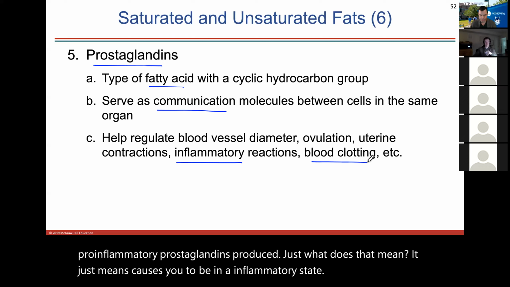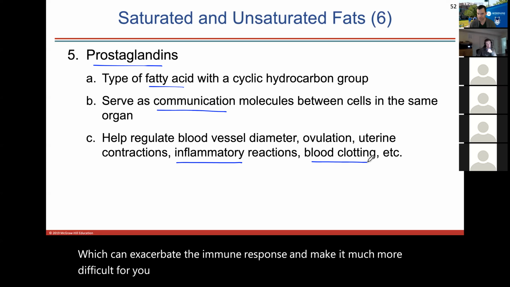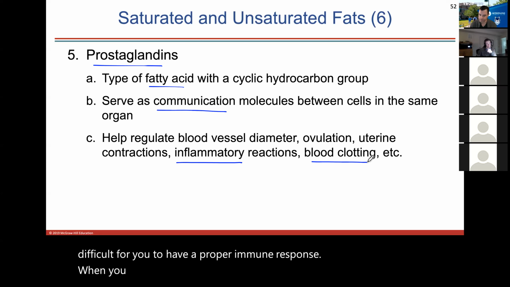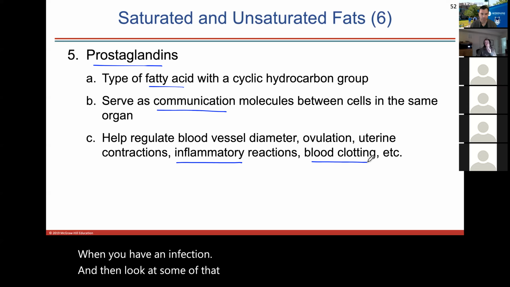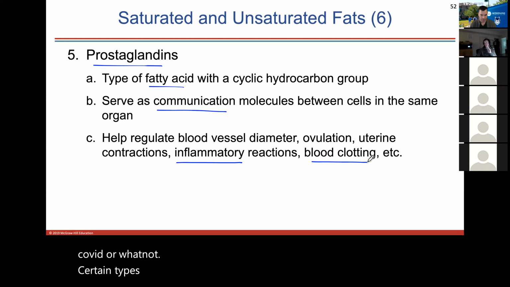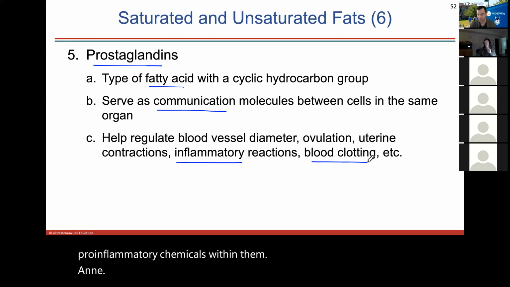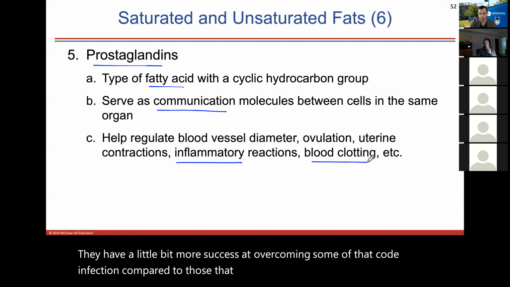which can exacerbate the immune response and make it much more difficult for you to have a proper immune response when you have an infection. We'll look at some of that when it comes to how the body responds to COVID. Certain types of individuals with healthier profiles don't have a lot of those pro-inflammatory chemicals within them, and they have a little bit more success at overcoming COVID infection compared to those that are in a more pro-inflammatory state.